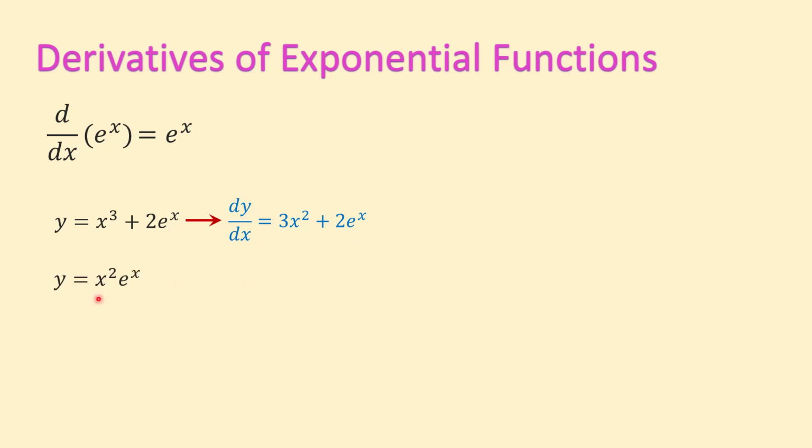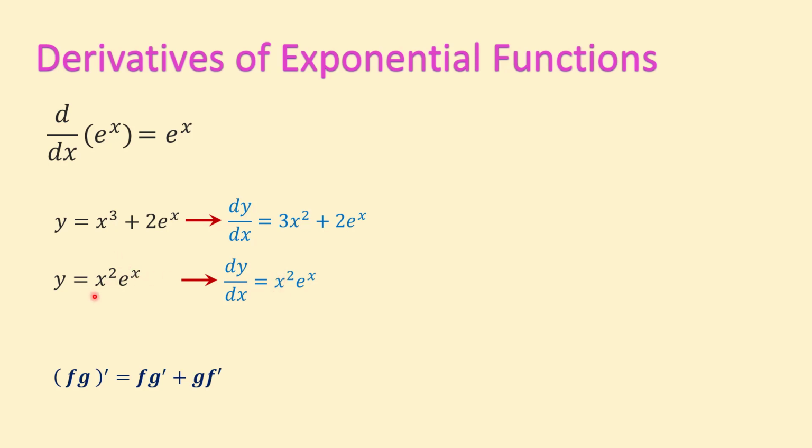Another example, x squared times e to the x. This function is the product of two functions, x squared and e to the x. So to find derivative of this function, we have to use product rule. Derivative of f times g is f, the first function, times derivative of the second function, plus second function times derivative of the first function. So derivative of x squared e to the x is x squared, write the first function.